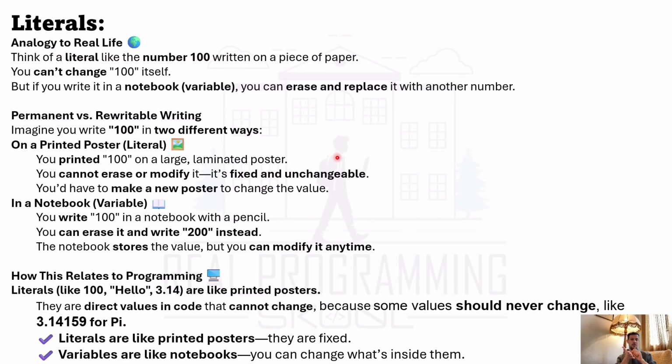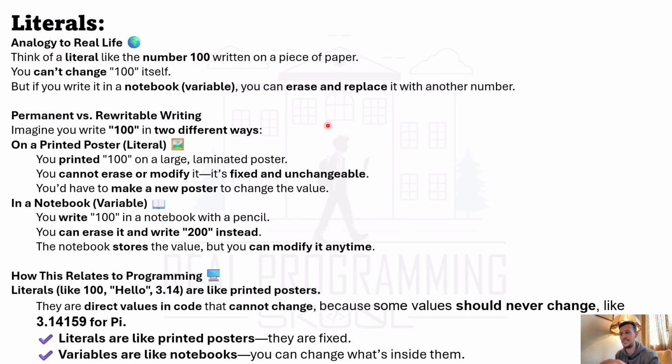But if you have a note and you write number 100, and you change your mind and want to write 200 instead, and you wrote 100 with a pencil, you can erase it and write 200 instead. So that's what I explained to you: the big poster that you cannot change after you print it is the literal. And the notebook, where you can change anything you write with the pencil, is the variable. The variable can change its value, but the poster, which is the literal, you cannot change at all, or even give it a name.